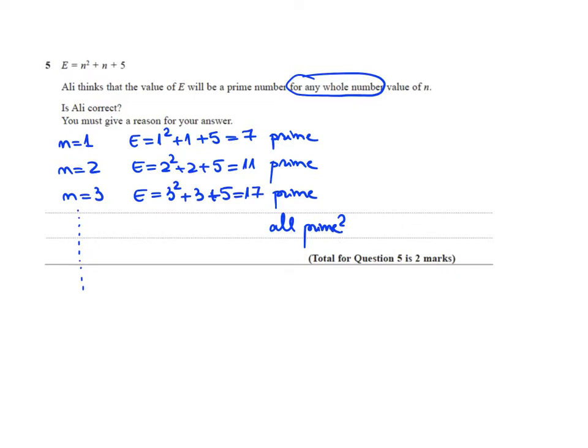Actually, I could continue by hand, and I will see, just because I tried before, that for n equals 4, I get 4 squared plus 4 plus 5. So 16 plus 4, 20 plus 5, 25. Not prime. So Ali is not correct.